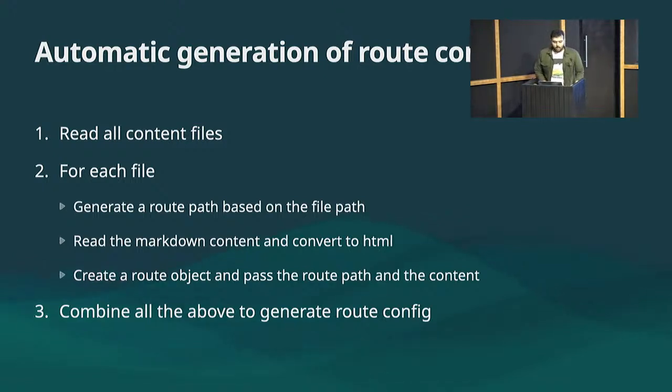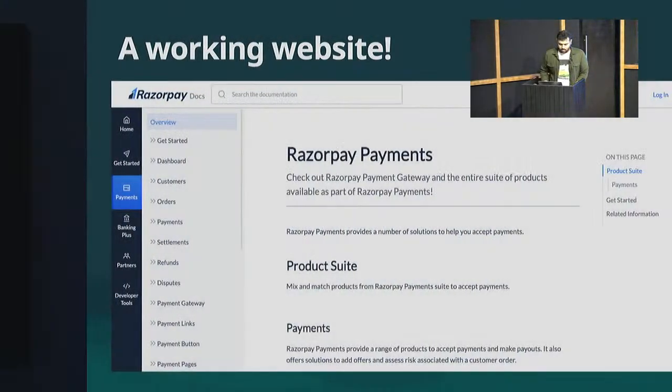Number 1, go through all the content and figure out all the files that are there. Now for each file, based on its nested path, we are going to generate a path where it will be rendered on our website. Once we have this path ready, from the content file, we read all the markdown content. We already have our markdown-based parsers that we talked about earlier. We use them, generate HTML, and we return that as a route object. I think code will be much better here, so let me just quickly show some code.